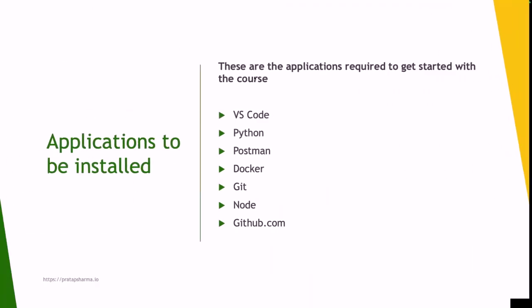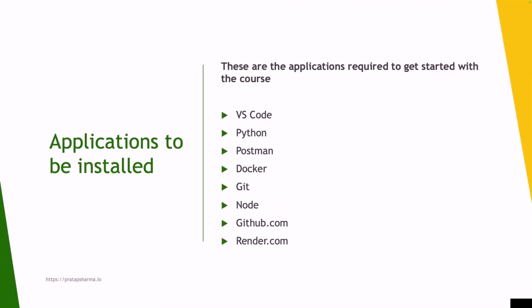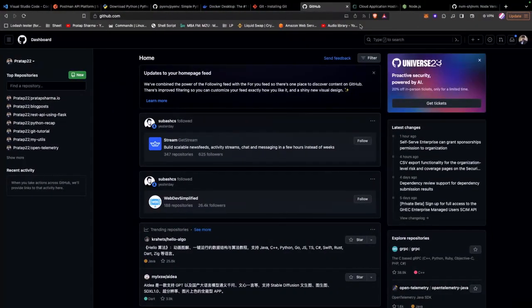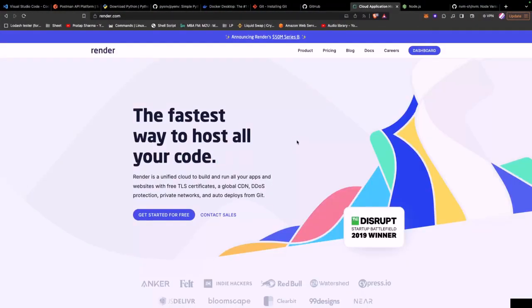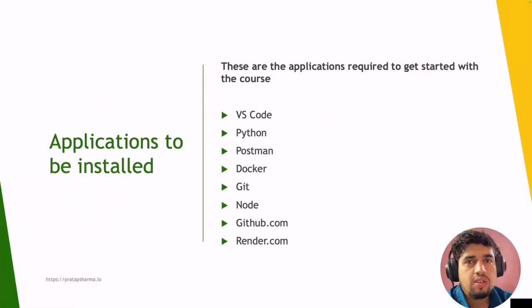Okay. And the next tool which we require is render.com. So what is render.com? It's a cloud platform designed to simplify the development and scaling of our web applications. It is where we will be deploying and hosting the REST API which we build. Before we continue to the next section, I hope you will install all the following applications and also create accounts on github.com and render.com.